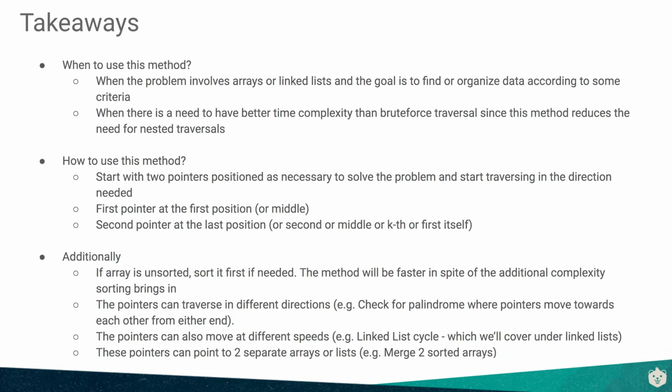The two pointers that you have can traverse in different directions. For example, if you have the palindrome problem, you can start off with the two ends of the string and traverse towards the middle, trying to see if it's a palindrome. The pointers can also move at different speeds. There is a linked list cycle problem which falls into this, where one pointer is moving one step at a time, the other pointer is moving two steps at a time. We'll come to that when we cover the linked list.